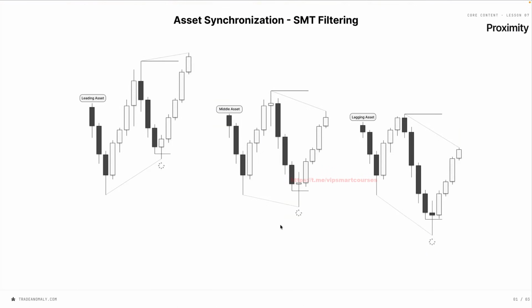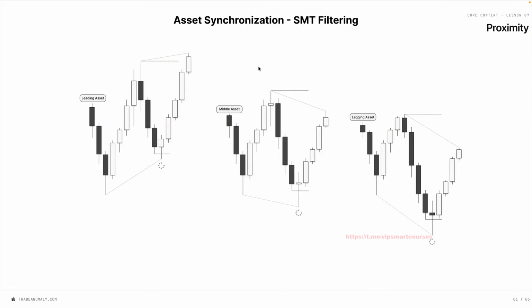Now let's cover asset synchronization, SMT filtering. And this is how we can tell which SMTs are typically going to hold in the market. So this is really simple, right? When you have all assets reversing, right, they all hit a key level, they all have two-stage SMT, no strength switch, but the important thing we're seeing is that they're all expanding away, and this asset reaches the draw on liquidity first.